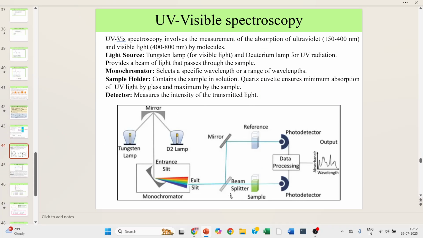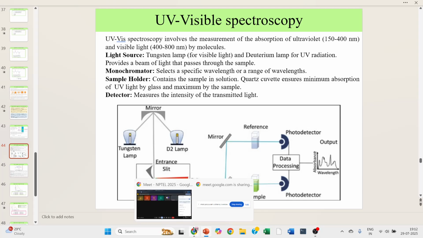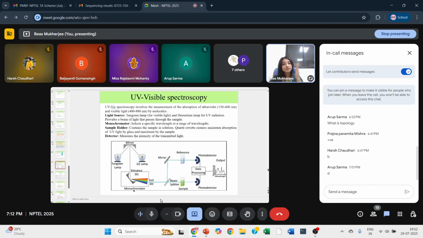Right? So now see, this is the instrument. UV visible spectroscopy. So that was absorbance spectroscopy. This is UV visible spectroscopy. This involves measurement of the absorption of ultraviolet light and visible light. The light source is often a tungsten lamp or deuterium lamp for UV radiation and provides a beam of light that passes through the sample. The monochromator is there to select the specific wavelength, either 280 nanometer or 260 nanometer. It can be any wavelength that you want to select. And then there is the sample holder and the detector which measures it.